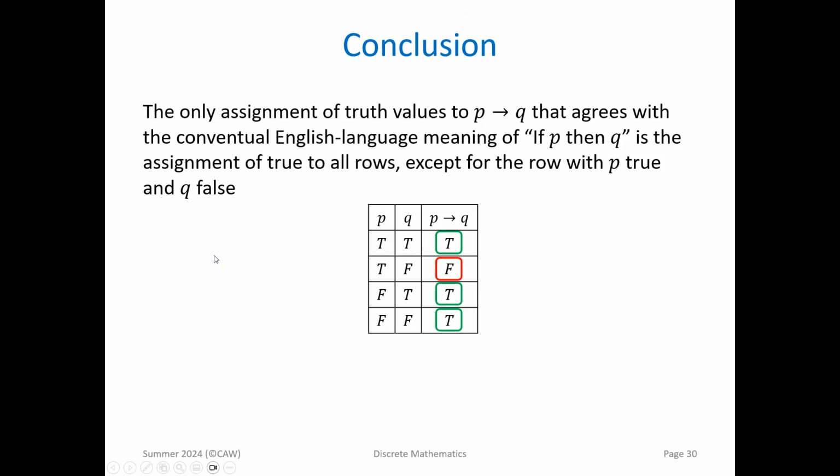All right, I hope this convinces you that the only assignment of truth values to P then Q that agrees with the conventional English language meaning of if P then Q is the assignment of true to all rows except for the row with P true and Q false. Let me read that carefully: the assignment of true to all rows except for the row with P true and Q false. There we go. We have the three trues and the one false, just as we started with. Thank you.